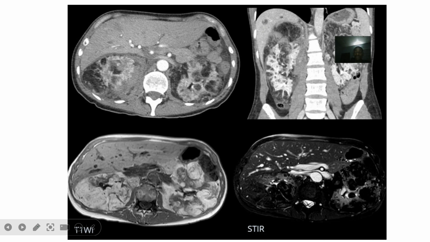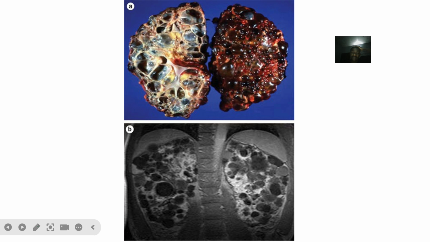So it's more about looking at how images of a CT scan will look, and how we can describe polycystic kidney disease on a CT scan. So this is the gross, and this is the CT scan image of it.